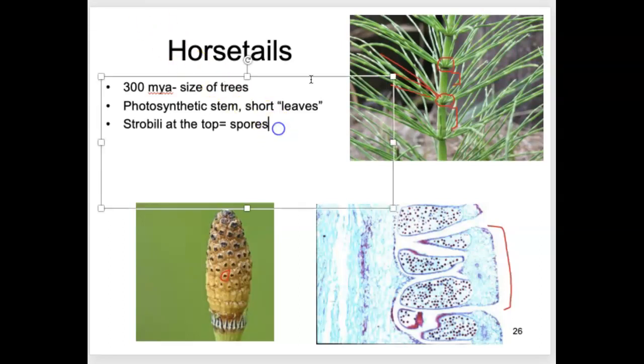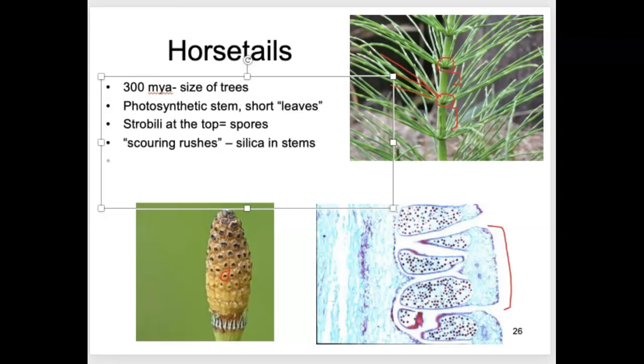Generically, we call these guys scouring rushes. They have silica in their stems. They're going to be crunchy. They're going to be hard. It almost feels like rough sandpaper-like stems. Early pioneers would use these to help clean their dishes. So they would take horsetails, break them up, and wipe the inside of a pot or a pan, scour it like a Brillo pad or a washcloth, hence the name scouring rushes.